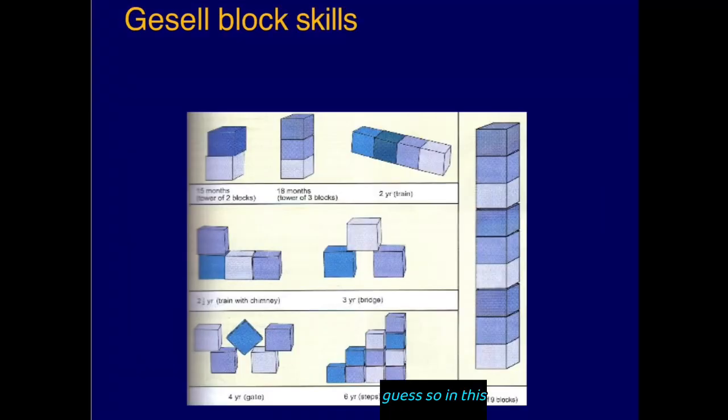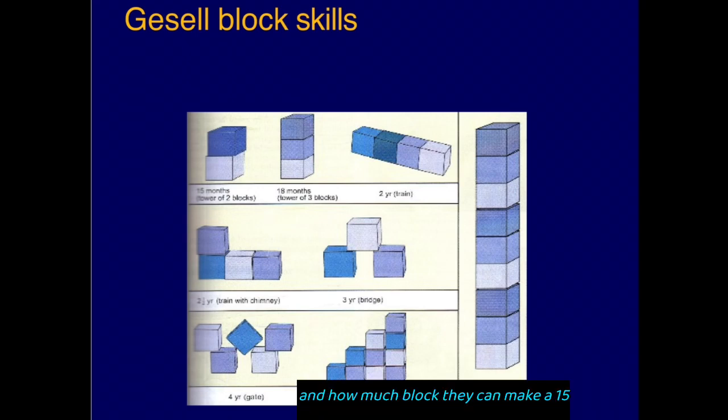Here they have mentioned the age and how many blocks a child can stack. A 15-month-old child can make a tower of 2 blocks. An 18-month-old can make a tower of 3 blocks, and by 2 years they can make a train. By 2.5 years they can make a train with a chimney. By 3 years they can make a bridge. By 4 years they can make a gate, and by 6 years they can make a staircase, that means steps.